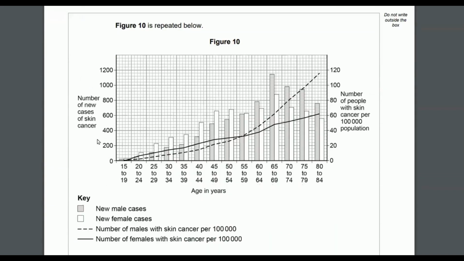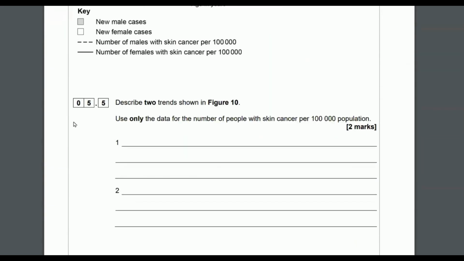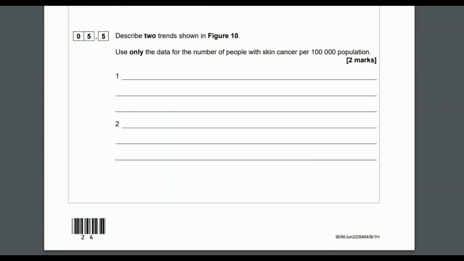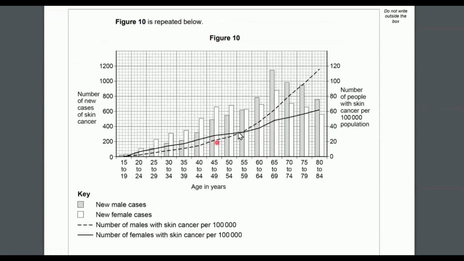Okay, let's zing down to 5.5. Describe two trends shown in figure 10. They've repeated figure 10 up here. Use only the data for the number of people with skin cancer per 100,000. So this time we are only looking at the dashed line and the black line, and we are describing two trends with the dashed line or the black line. Well, one trend is the number of people with skin cancer per 100,000 increases for both men and women over time, over the age in years.